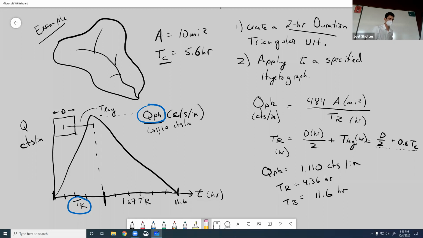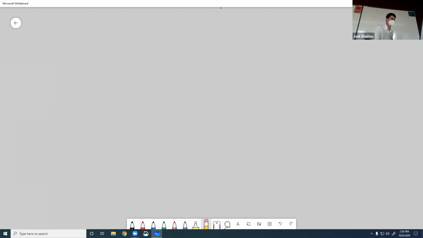All right, the next step is, I'll just keep those numbers here, right? Q peak is equal to a response to a half inch of rain per hour for 2 hours. So this is our 2-hour duration unit hydrograph. What did you get, 1.1? And then I'll just do T base.